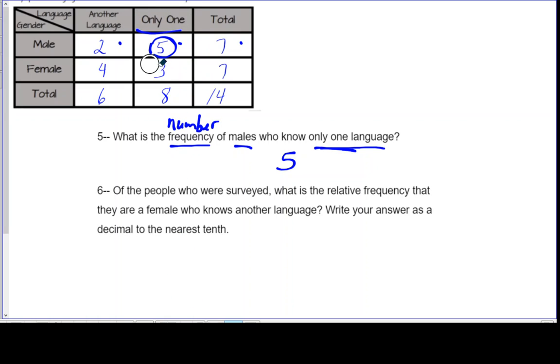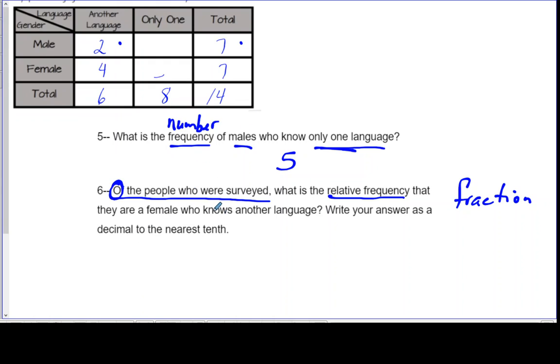Look at the next one. It says, of the people who were surveyed, what is the relative frequency? So that's our clue right there telling us we want a fraction. That they are female who knows another language. Write your answer as a decimal to the nearest tenth. So, of all of the people who were surveyed, the word of, that's our clue for our denominator. So we need to look at our table.